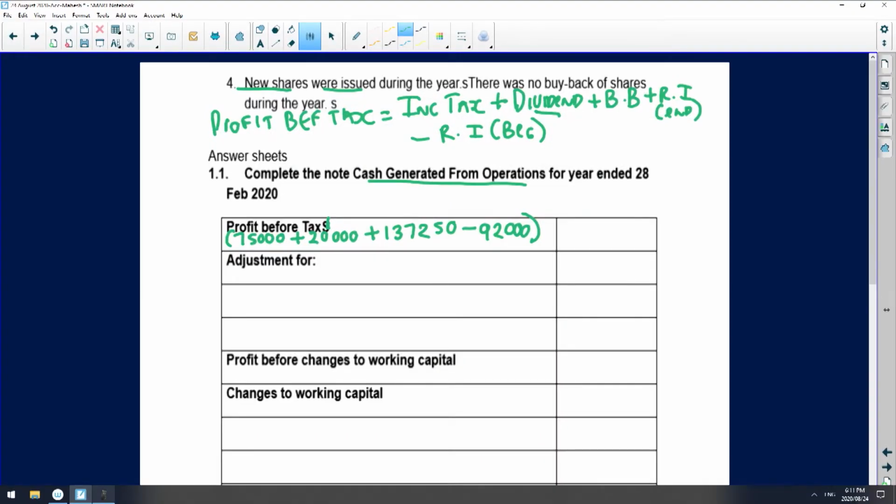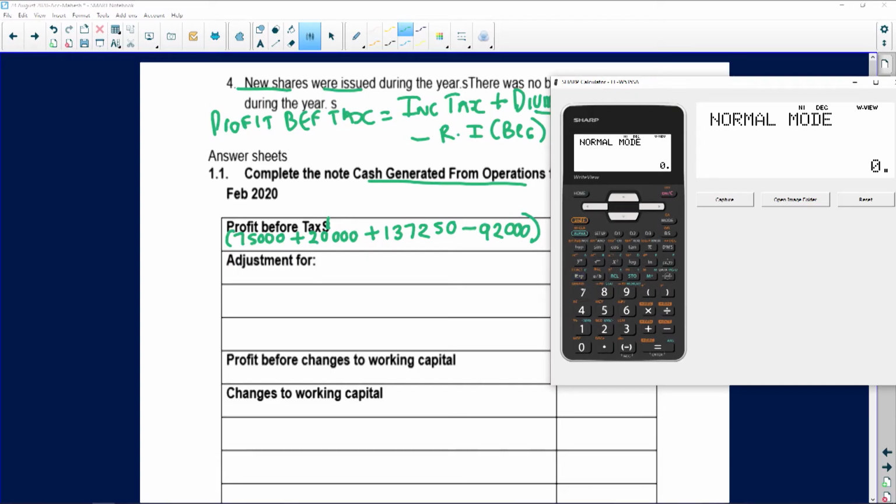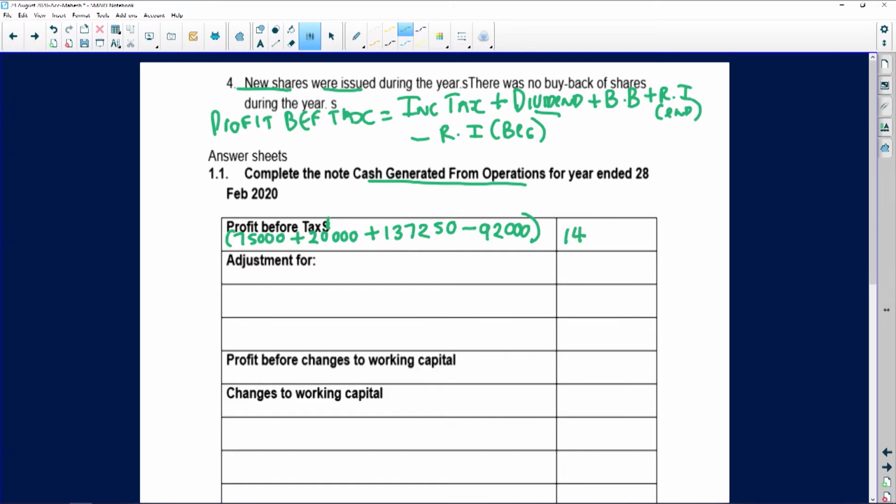Right, so let's get our calculator out and quickly calculate. So I've got 75,000 and 275,000, I'm obviously adding my 20,000, plus 137,250, and then finally minus the 92,000, and that should give me a net profit before taxation amount of 140,250. So let's fill that in. Shouldn't have been difficult, but like I said, often something like this stumps students. But remember, guys, if that ever happens, you need to breathe, you need to relax, and obviously think.